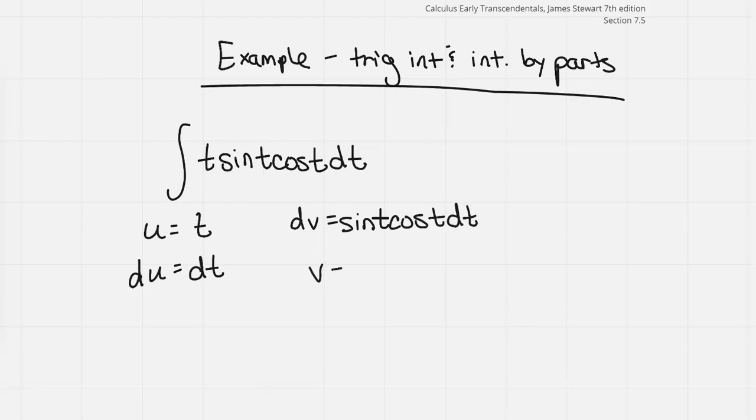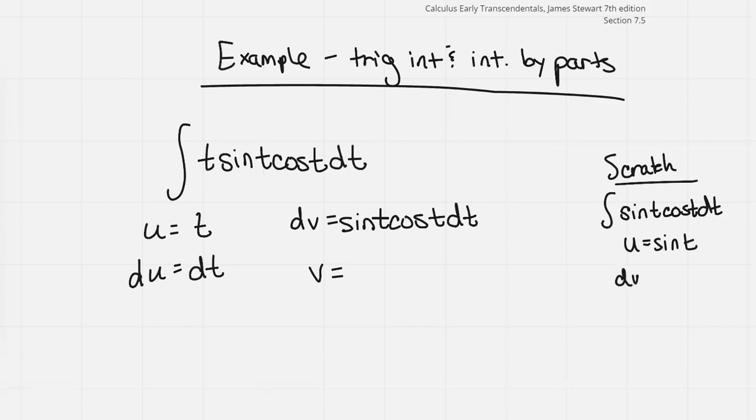And then v, what's that going to be? So I actually went off to the side, did a little scratch work here and said, well, I need to find the antiderivative of sine of t, cosine of t, dt. So if I let u equal sine of t, because then my du will come out positive. If I let it be cosine of t, I'd get a negative sine of t for du, and I wanted positive. So I have a cosine t dt for my du.